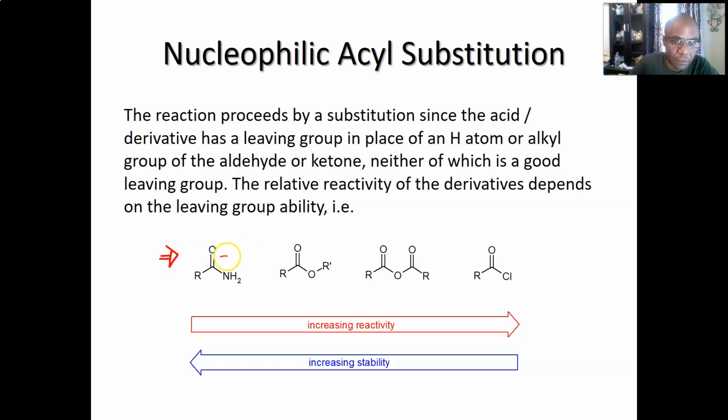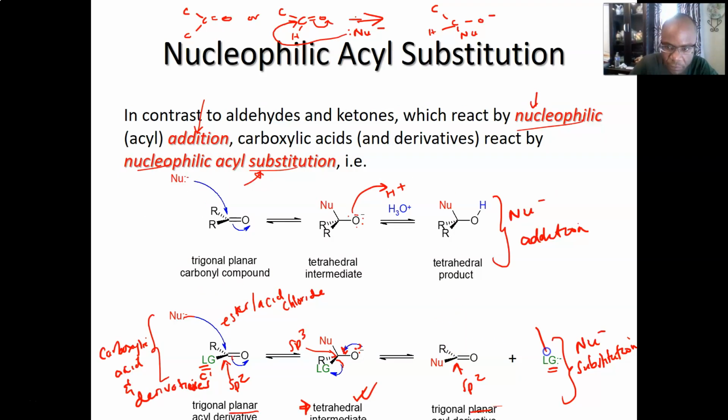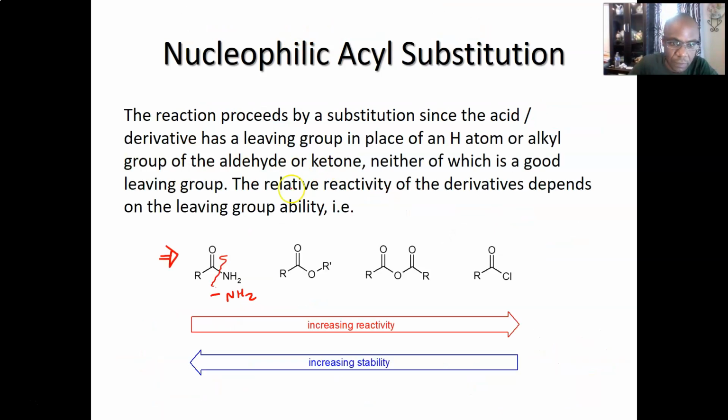Assuming this one is substituted eventually, then that will be the leaving group, leaving us NH2 minus. See, the leaving group. If this is substituted, the leaving group will be OR minus. If this is substituted, the leaving group will be the carboxylate. If this side is substituted, the leaving group will be Cl minus once it falls off.